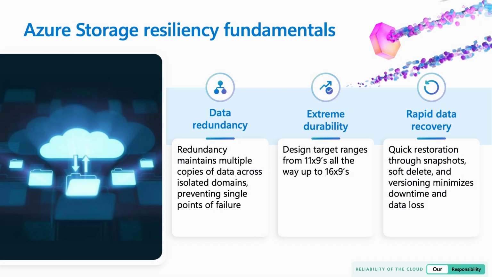Now let's talk about durability and data integrity. Durability means your data is highly unlikely to be lost or become unavailable over time. Azure Storage is designed for extreme durability. In the case of Azure Blob Storage, the design targets range from 11 nines all the way up to 16 nines, depending on which option you choose. 11 nines durability means that an object has a 1 in 100 billion chance of being lost in a given year. Or, to put it in perspective, it's like a watch that loses 1 second every 3,100 years. That's how seriously Azure takes protecting your data.